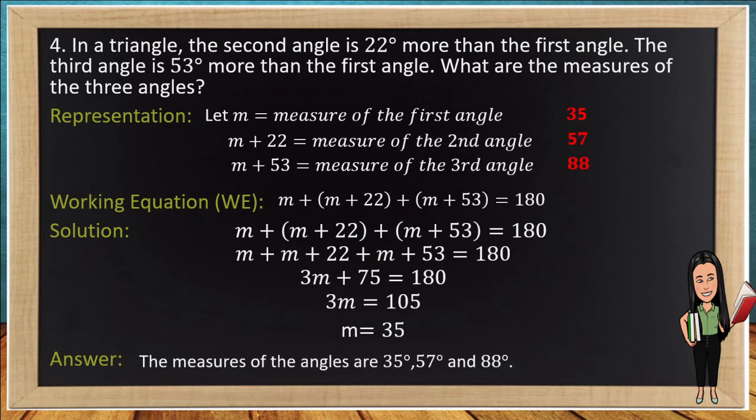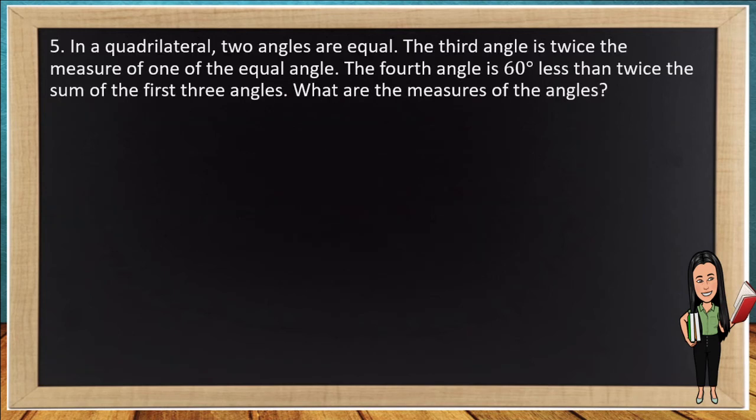Sige, let's continue. In a quadrilateral, two angles are equal. Quadrilateral, polygon with 4 sides. Based on the question, two angles are equal. Third angle is twice the measure of one of the equal angles. Fourth angle is 60 degrees less than twice the sum of the first three angles. What are the measures of the angles?